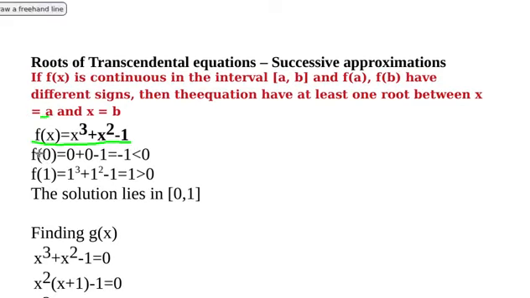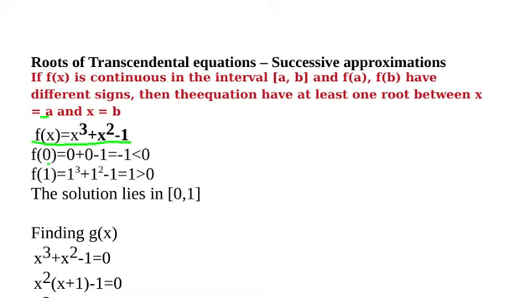First let's take the value f of 0. Substitute 0 in the place of x, that is 0 plus 0 minus 1. So we got the value minus 1, which is less than 0. So take the next value, f of 1. Substitute 1 in the place of x. So we got 1 cube plus 1 square minus 1, which is equal to 1 plus 1 minus 1, that is equal to 1. It is a value which is greater than 0.